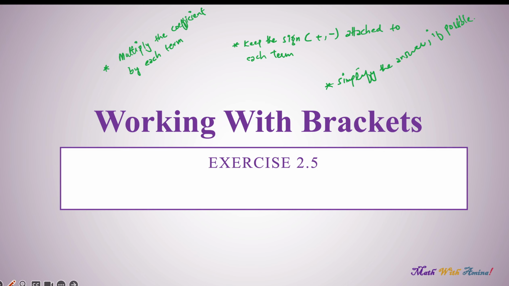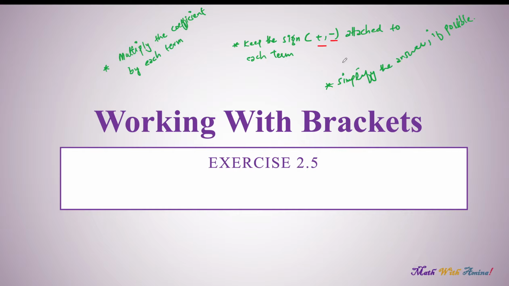While doing so, we will follow certain rules, which are to multiply the coefficient by each term, keep the signs, be it positive or negative, attached to each term, and simplify the answer if possible. So these are the three basic rules which we will be considering while working with the brackets.